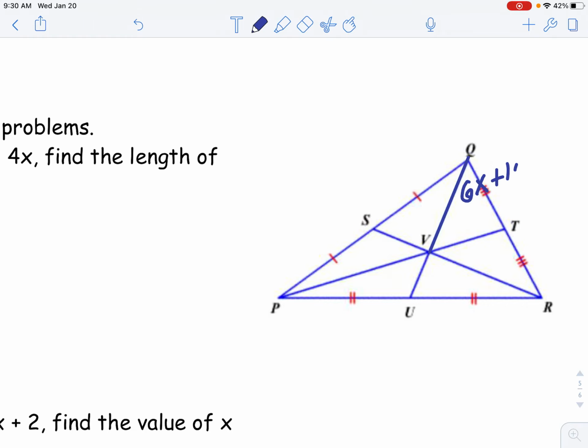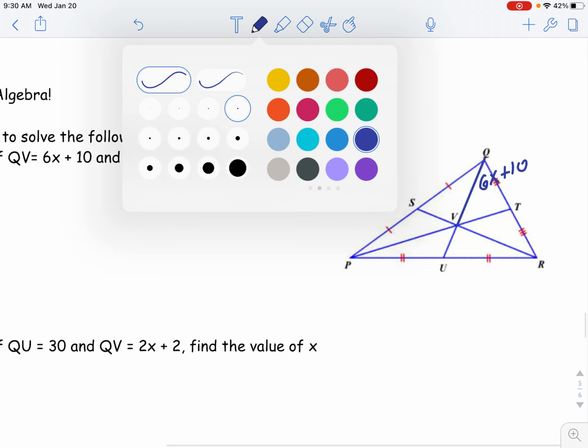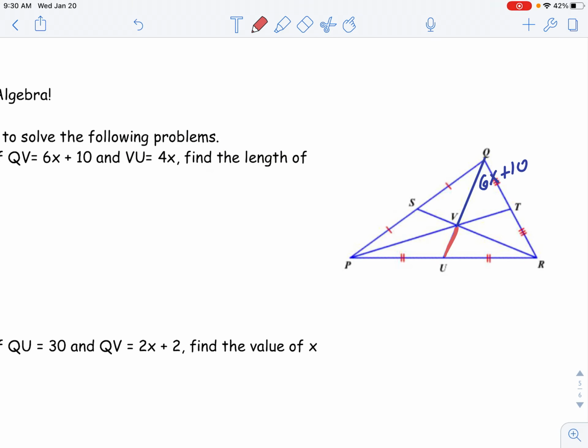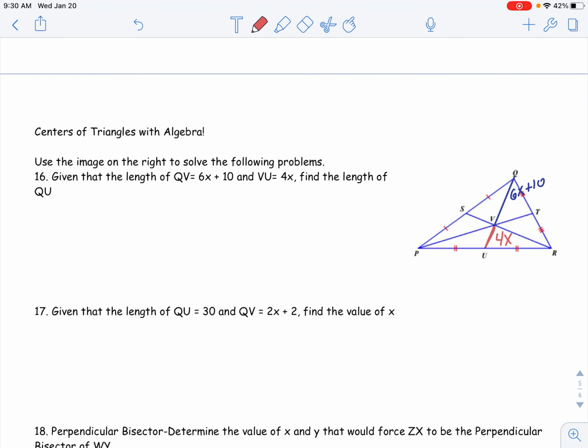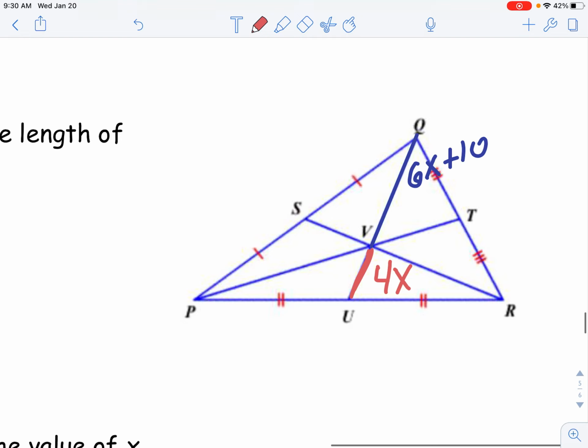So that length is 6x plus 10. VU is 4x. We need to find the length of QU. So how do we do this? Well, let's go into great detail.